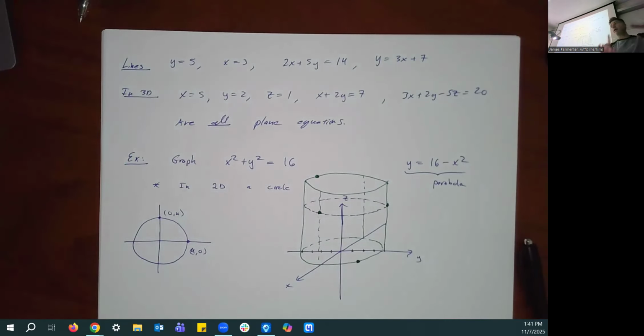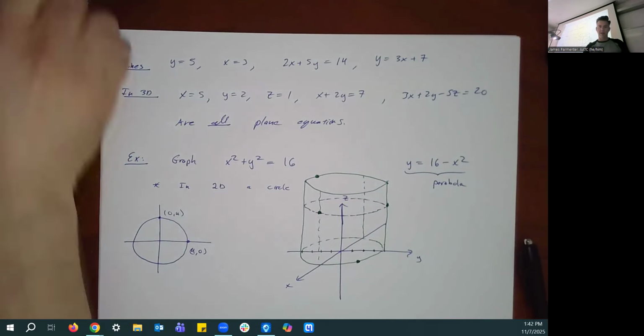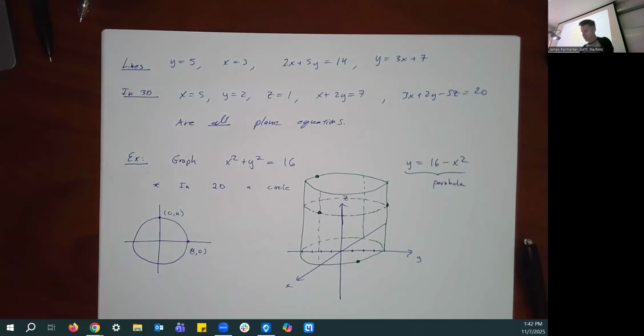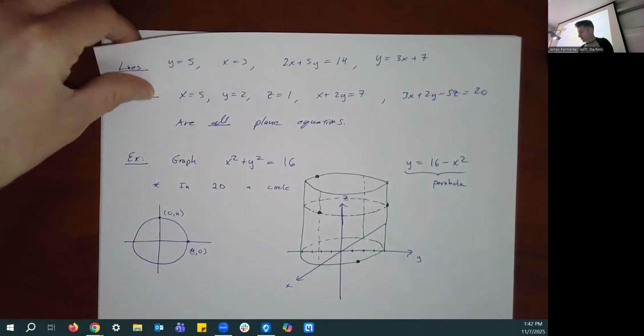So just like we saw already, when you're missing a variable, that means you get to extend that graph in the missing variable's direction. So you take your two-dimensional thing and stretch it out in the z direction if z is missing, or in the y direction if y is missing, or in the x direction, which is always kind of challenging, if x is missing. Let's look at one more example of that.